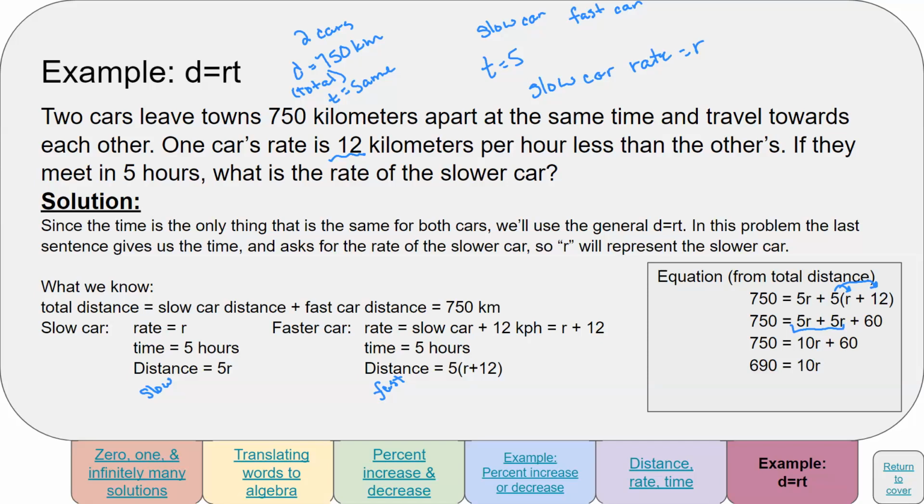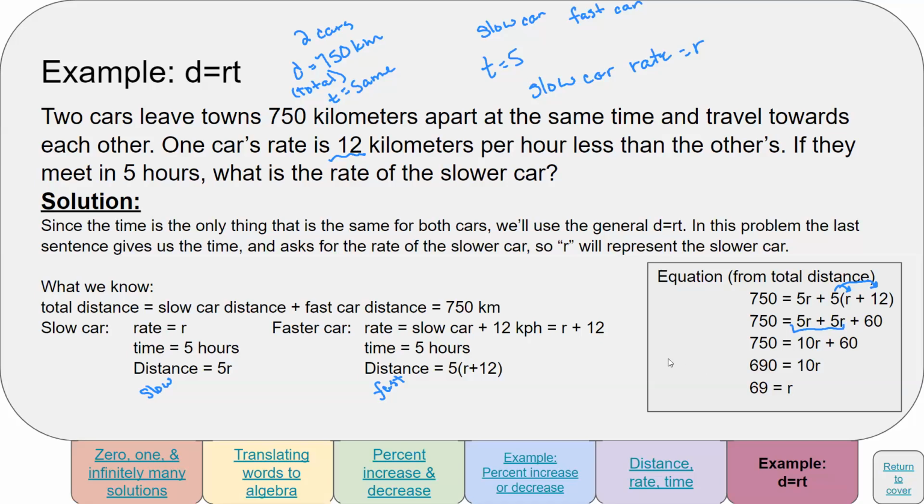I am notorious for changing positives to negatives and forgetting that I have that stuff. And then I'm going to divide both sides by 10 because I want to get rid of that coefficient on the R. And I get R equals 69 kilometers per hour. And that is my slow car. So I have answered the question that I have been asked.